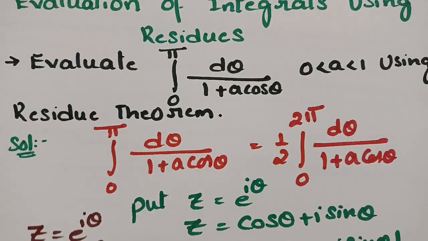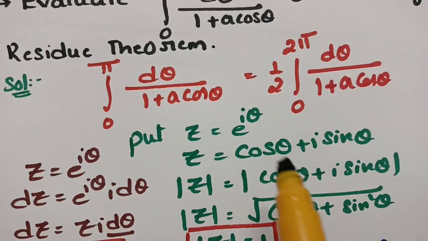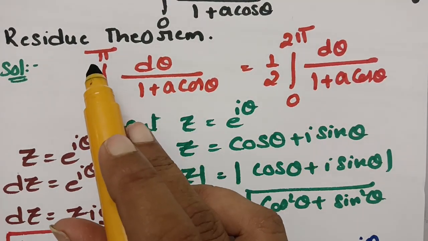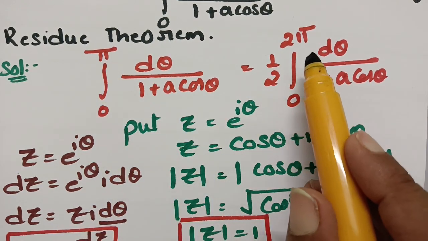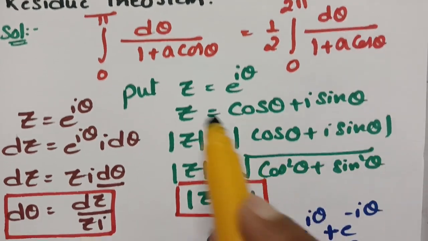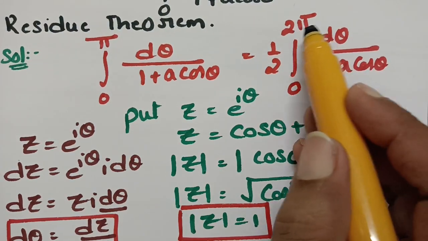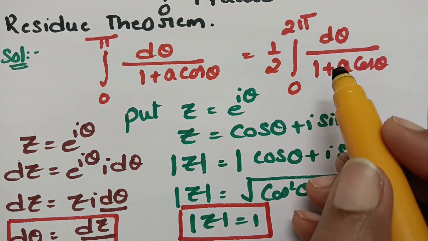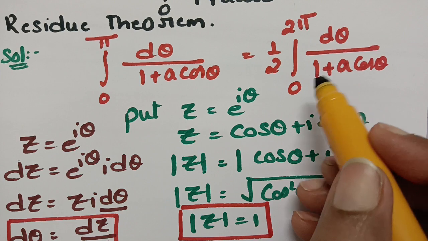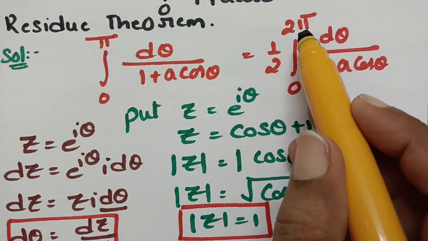See here, first of all, the question asked is the integral from 0 to pi of d theta by 1 plus a cos theta. This is 0 to 180 degrees, so it can be written as half times the integral from 0 to 360 degrees. So z is equal to e power i theta. The reason I have taken 360 degrees is that it is the region with center 0 and radius 1, a circle. For a circle, the angle will be 360 degrees, and therefore I have taken a 360 degree angle.